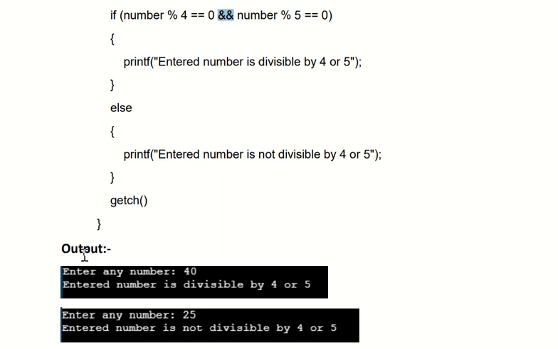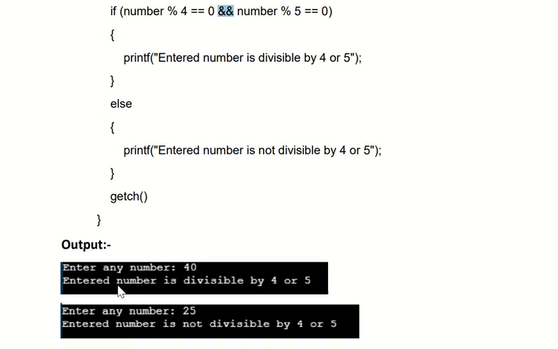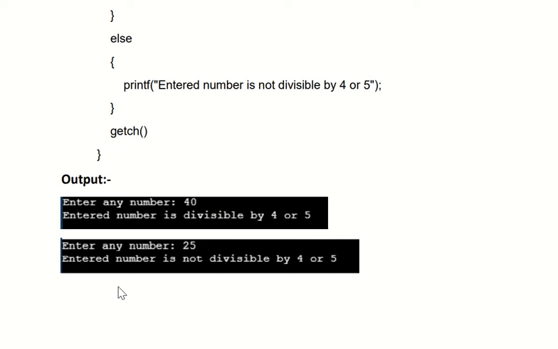Output is: enter any number. First time if I enter 40, obviously the output is: entered number is divisible by 4 and 5. And second time, if we execute the same program one more time, enter any number, and that time if we enter 25, then obviously it will print: entered number is not divisible by 4 and 5.